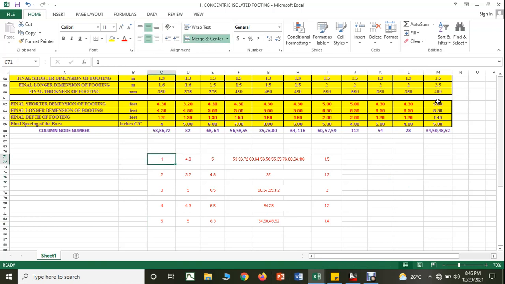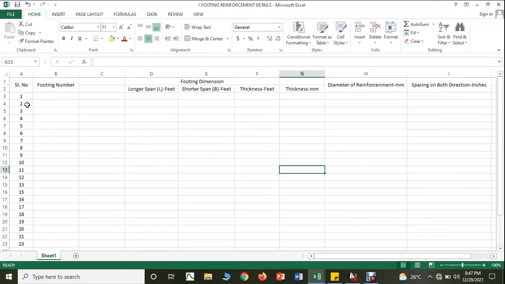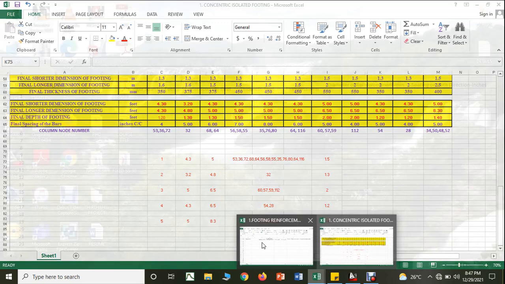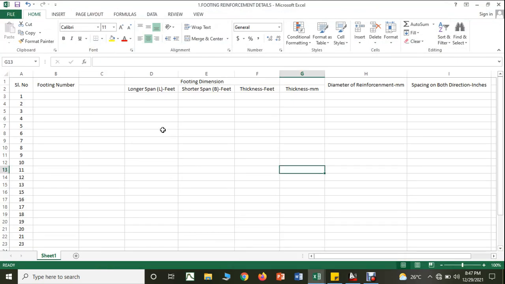Now the same thing I am going to represent in the form of a table. This table is the one that you usually give to the contractor. So let us write this table. This is the serial numbers. Now let us give the footing numbers. How many footings are there? 1, 2, 3, 4, 5 sets of footing numbers are there, and these are the corresponding dimensions.